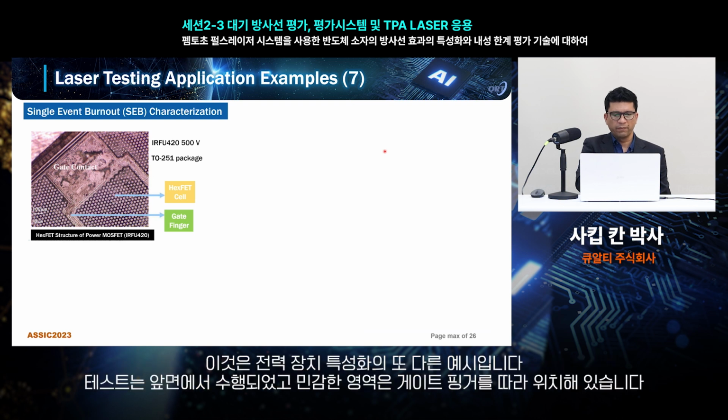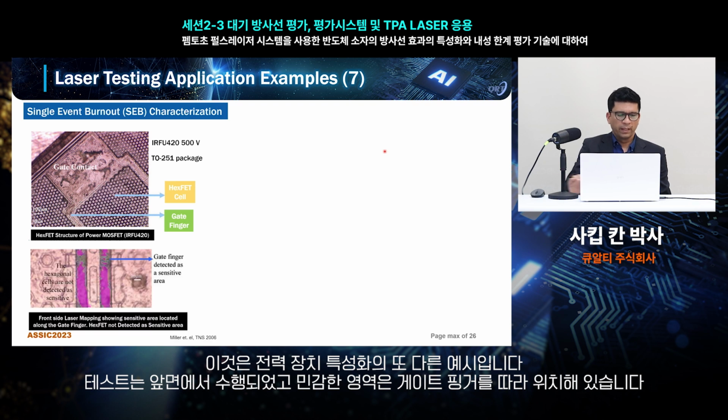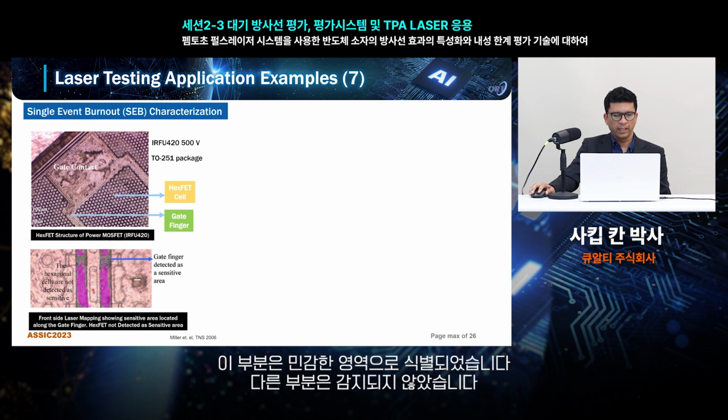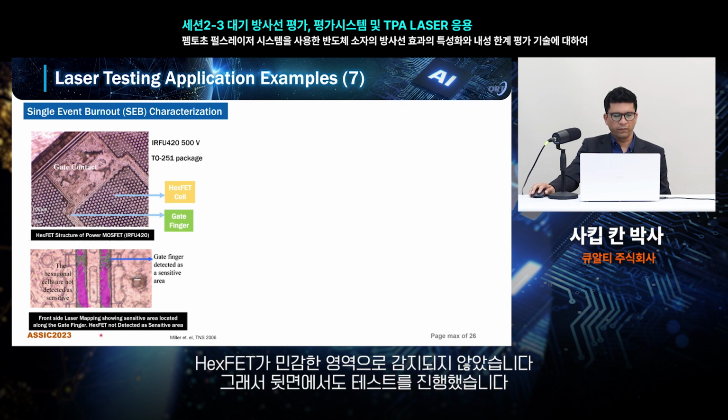This is another example of the power device characterization. The testing was performed from the front side, and the sensitive area was located along the gate finger. This region was identified to be the sensitive region. No other region was identified. HEXFET was not detected as a sensitive area.